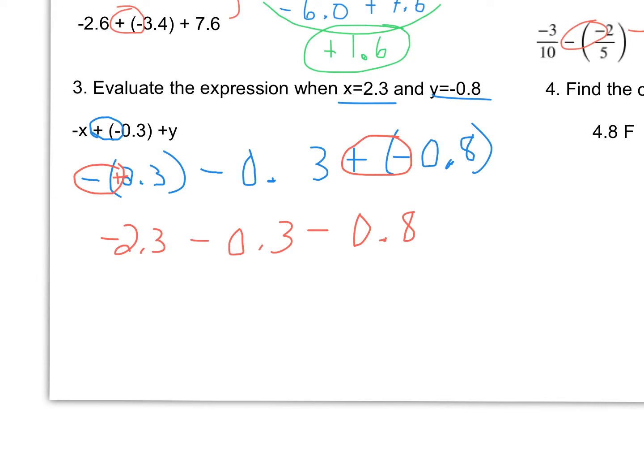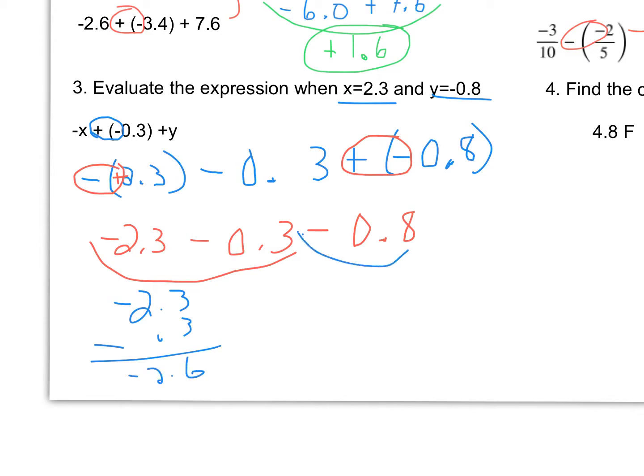So now we're adding and subtracting like terms. So negative 2.3 minus 0.3 is going to be negative 2.6. And then we're going to minus 0.8 from that. So negative 2.6 minus 0.8 gives us a grand total of negative 3.4.